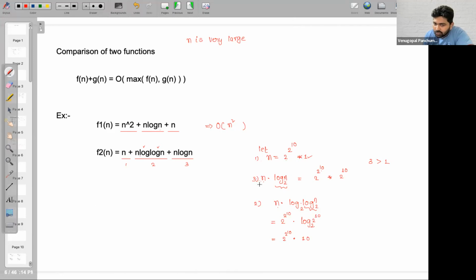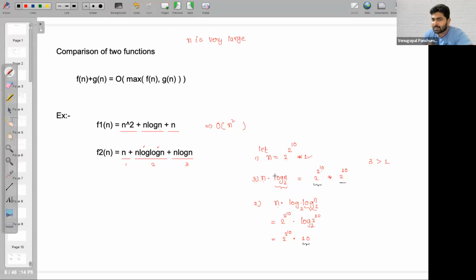Now tell me, among 3 and 2, which is bigger? 3 is bigger or 2 is bigger? This is 2 power 10, 2 power 10 into 2 power 10. This is into 10 only. Definitely 3 is bigger. So got it now?